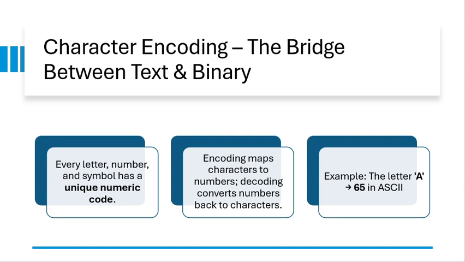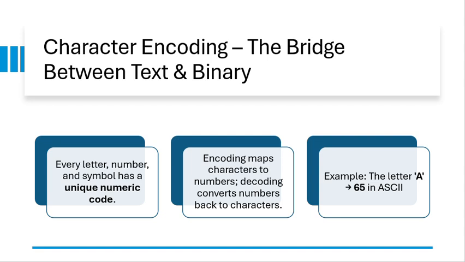Now we'll talk about character encoding. Computers don't understand letters like humans do. They only work with the binary digits zeros and ones. So every character we type must be converted into a numeric code that computers can process. This process is called character encoding. It maps characters to numbers. So every letter, number and symbol has a unique numeric code. Encoding maps characters to numbers.